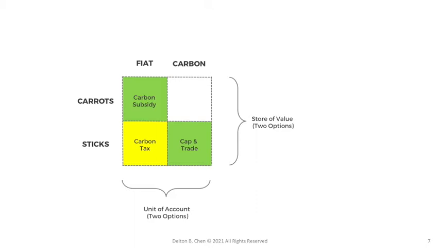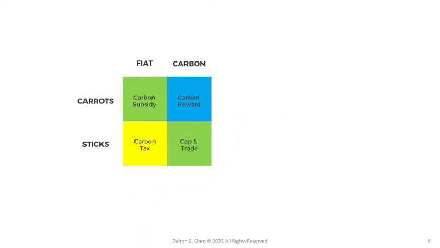This leaves one more policy to complete the carbon pricing matrix. This is where we introduce the new policy called a global carbon reward. A carbon reward is a carrot, but it's unique because the instrument that is used to pay the reward is indeed a carbon currency. It's a currency denominated in carbon units, so that's the foundation of the carbon pricing matrix, referring to 2 of the key functions of money.